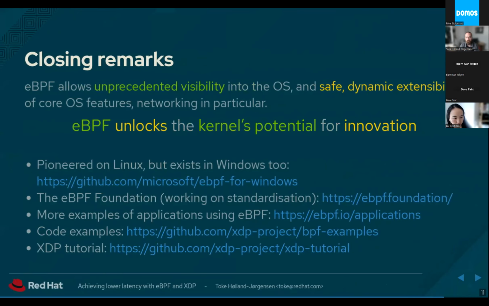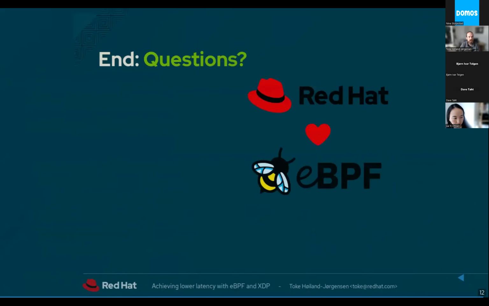So, just closing remarks: eBPF is this technology that allows you to do lots of things, dynamically extend the operating system and unlock the potential for innovation in the kernel, especially in programmable networking. And I'm hoping that you will think this is interesting and think of it as a possible solution for your application needs, also in networking and low latency applications.